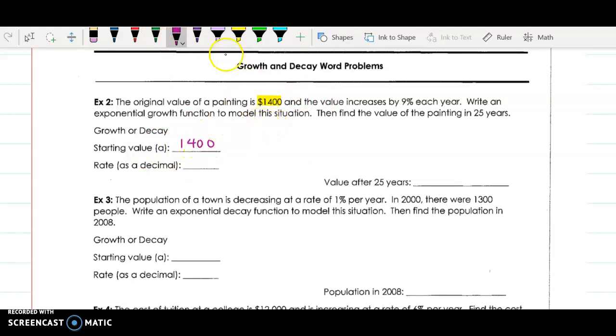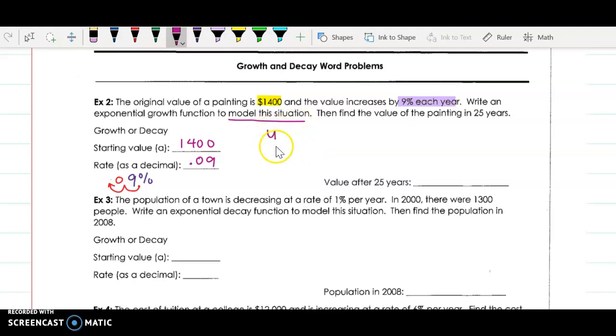The value increases by 9% each year. So that's our rate. So 9%. We'll take and convert to decimal. 1, 2. So that'll put a 0 in front, and that'll be 0.09. Write an exponential growth model. So a model means that we'll write a function that could represent any x and y pair for this situation.